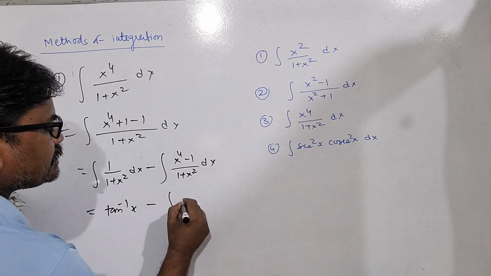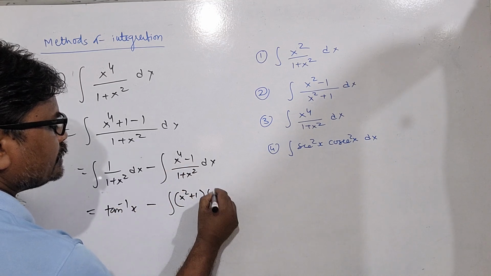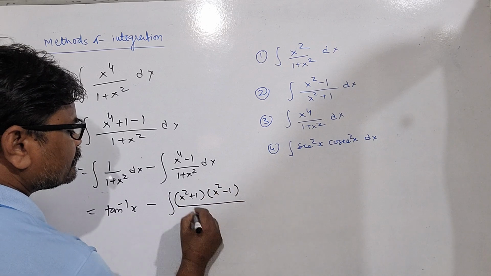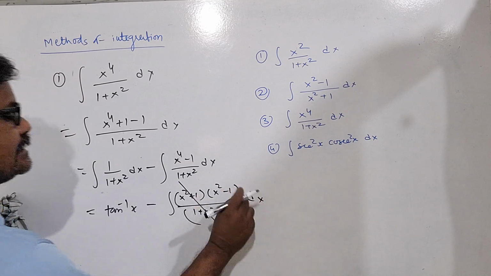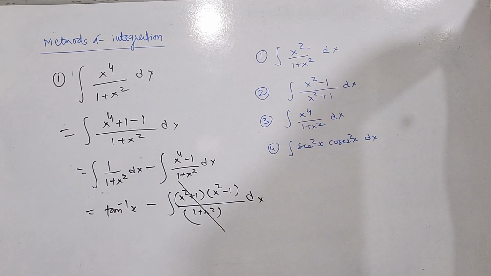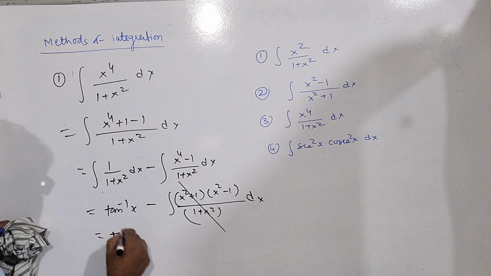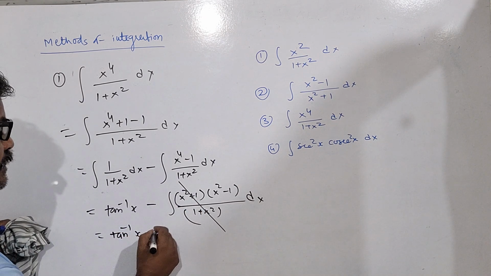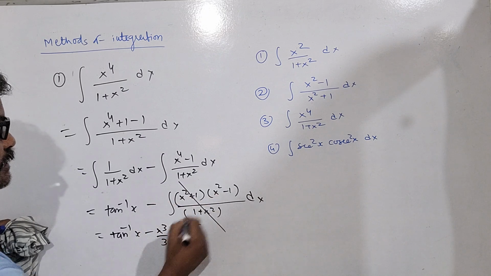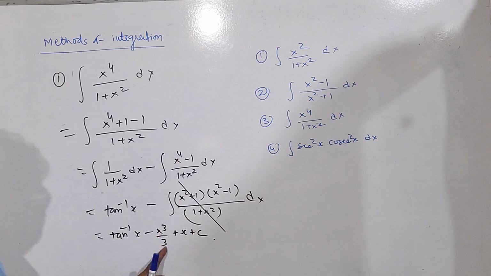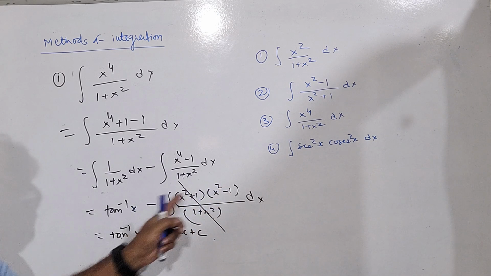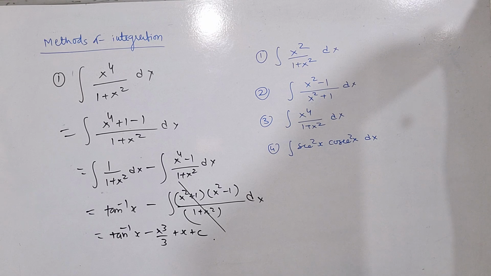Now I can factorize this as x square plus 1 into x square minus 1. So this is over 1 plus x square, so that will get cancelled out, and then I can easily integrate x square minus 1. So this is tan inverse x minus x cube by 3 minus minus plus x, plus c. This is your integration. Integration of x square is x cube by 3. Integration of 1 is x, minus minus plus. I hope that you are now understanding the method of transformation.